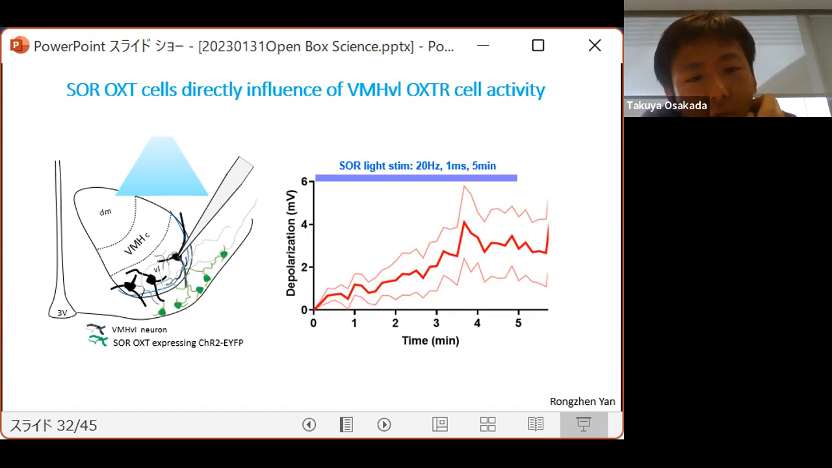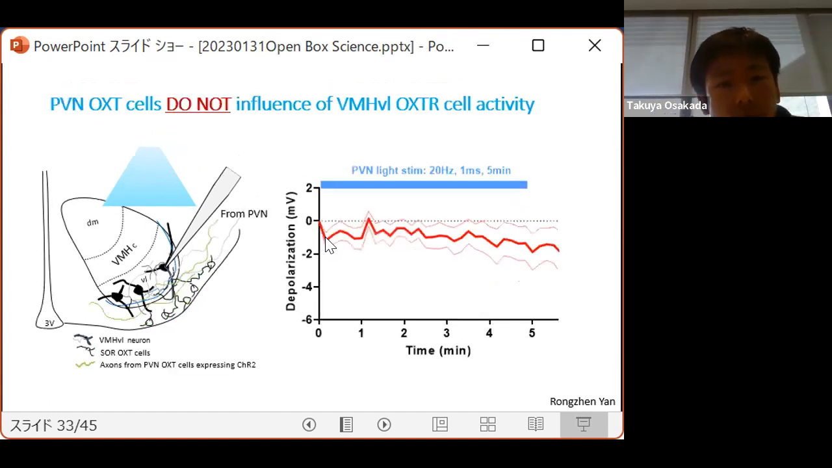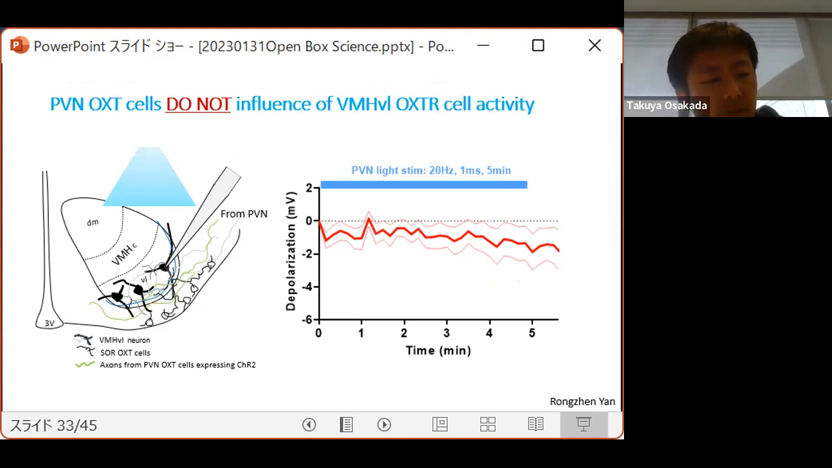Now we can see that when we activate the SOR oxytocin expressing population, there is a depolarization of the BMHBL population, even though it is slow. Next, how about the PBN? From the staining data, there is some overlap, so we wanted to address this as well, to confirm whether the PBN is still important or not.